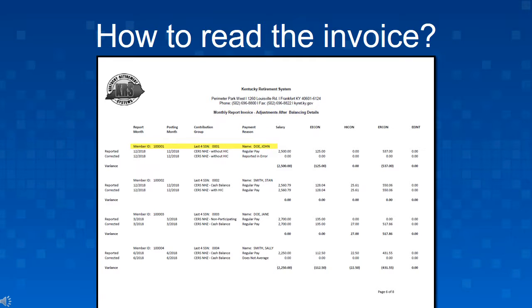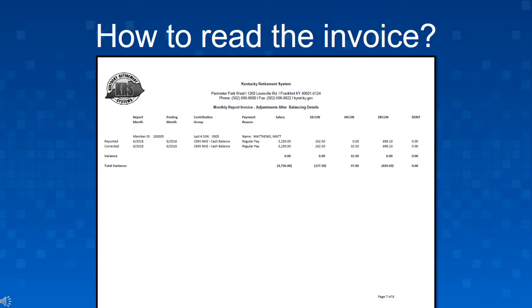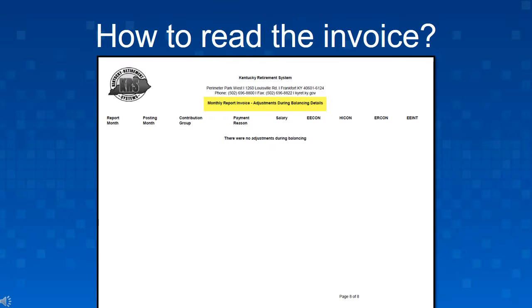The information provided in this section shows you the member who the correction or change was made on, and then displays the record as it was originally reported by the agency, followed by the record as it is after being corrected by KRS. Each record has a variance sum total below the reported and corrected lines, and a total variance is shown at the end of all corrections and adjustments. This time, the total variance from all the error correction and adjustments is shown on page 7 of the invoice. But depending on how many records went through error correction and adjustments for the month, this information could be spread over multiple pages. The final pages on this invoice contain any adjustments done during the balancing process.